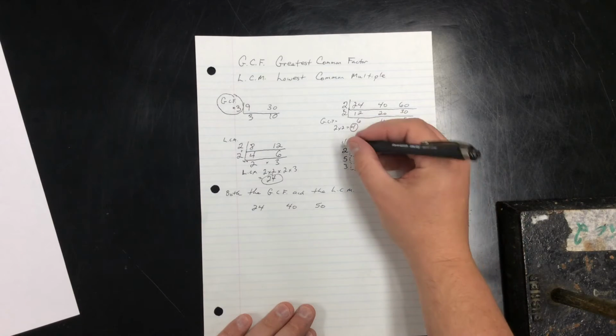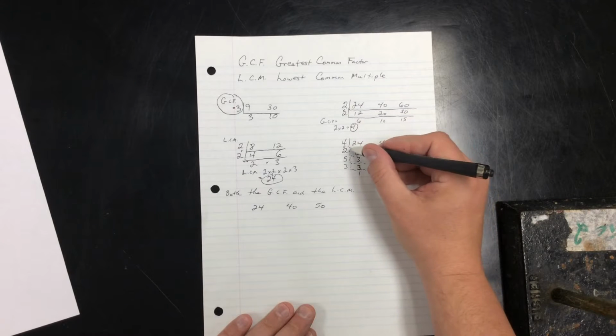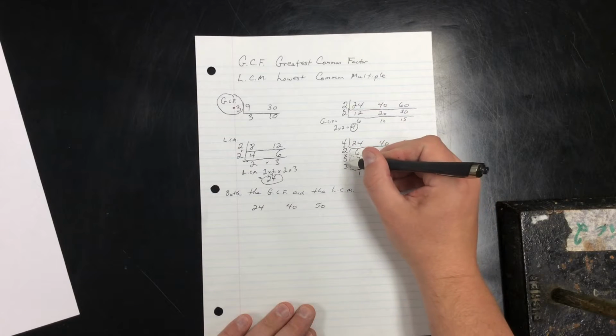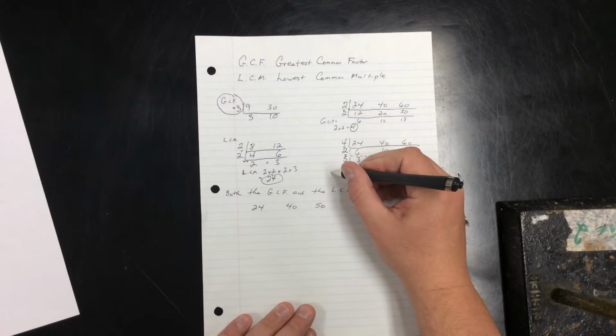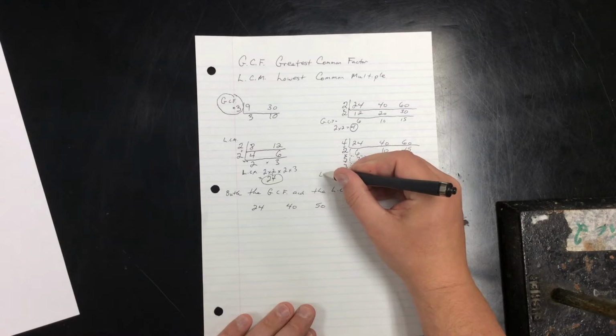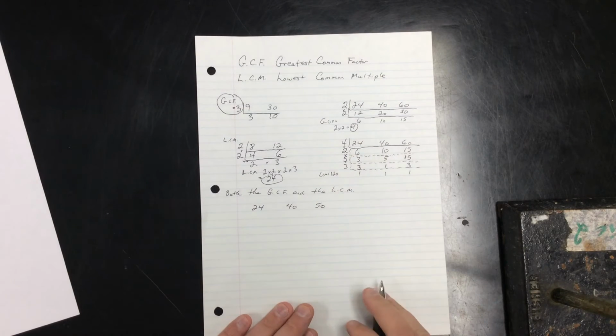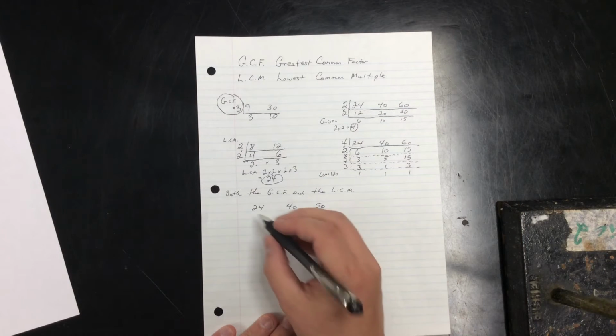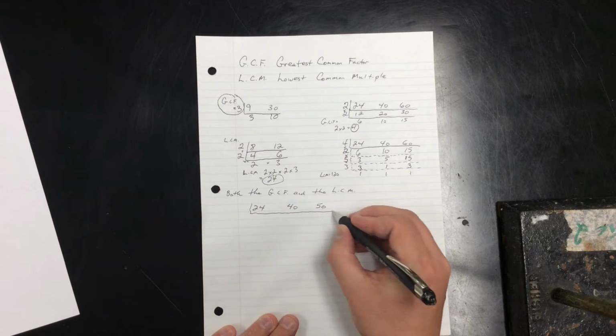My lowest common multiple, I'm going to multiply 4 times 2, which is 8. 8 times 5, which is 40, and 40 times 3, which is 120. So my lowest common multiple is 120. Since these methods are so similar, we can find both at the same time quite simply.